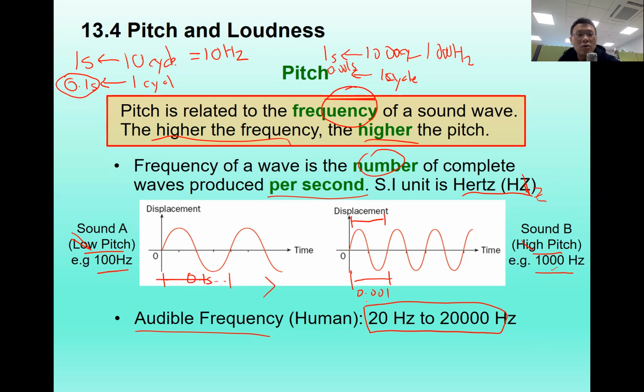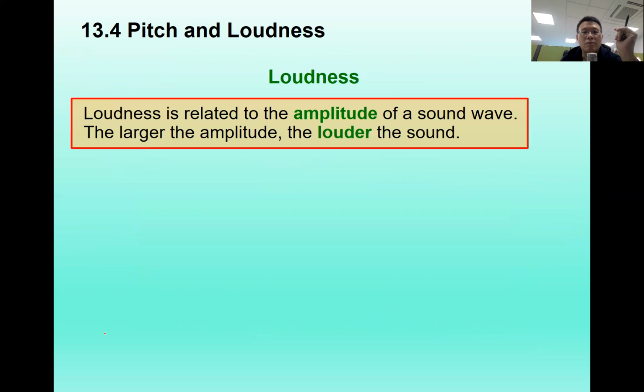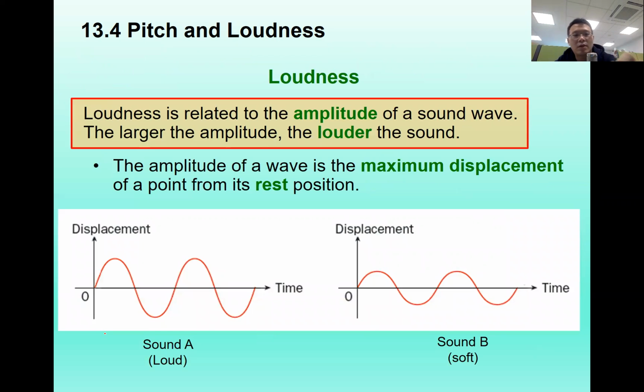Okay, so that's what we mean by different types of frequency range. And one of the ranges you need to take note of is the audible frequency for human beings. Loudness refers to the amplitude. How loud, whether it's a softer sound or louder sound. In physics, loudness depends on the amplitude. Always remember, amplitude is from the rest point to the maximum displacement. So this is considered as amplitude. This is considered as amplitude.